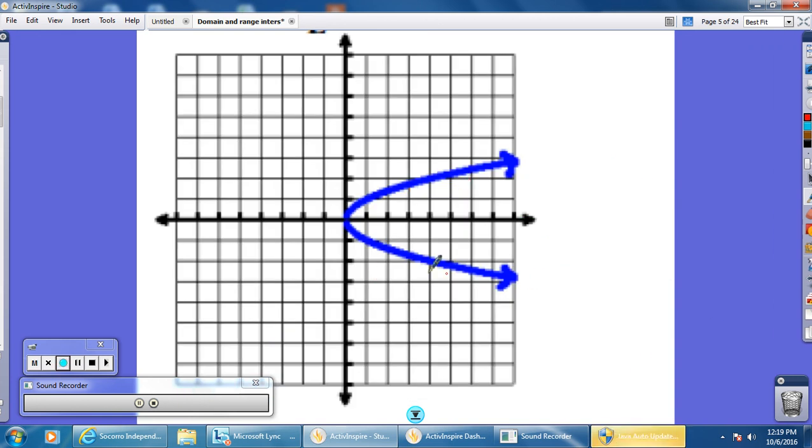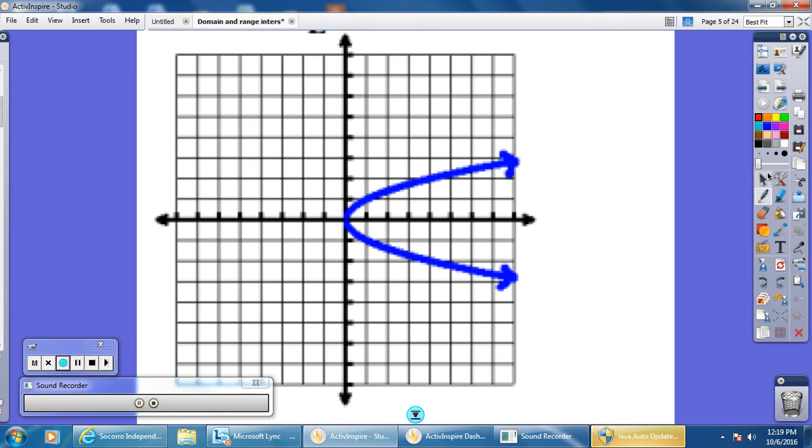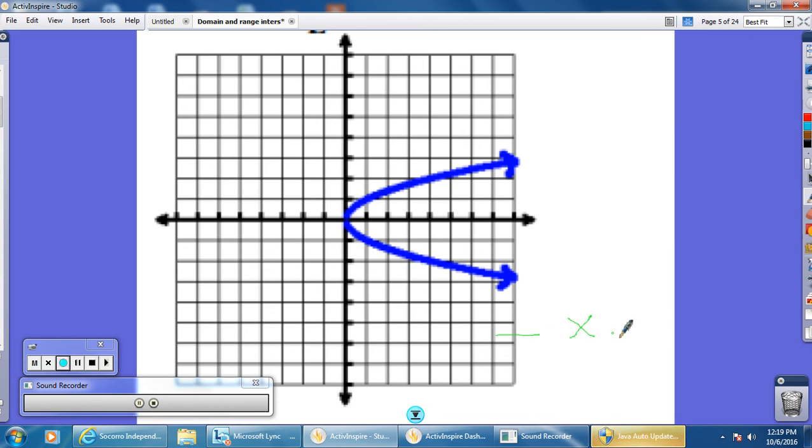Ooh, this is a sideways parallelogram. Same thing. Now we have some arrows. Uh-oh. Arrows. Arrows mean infinity. So nothing's changed.